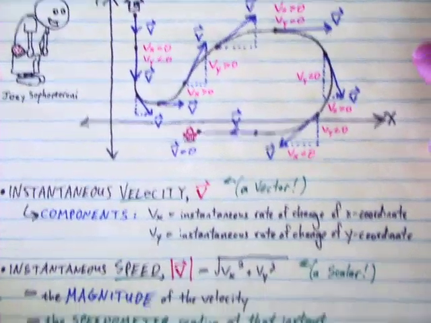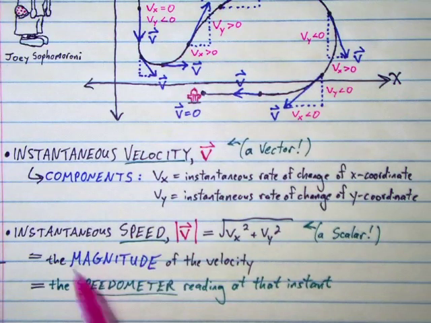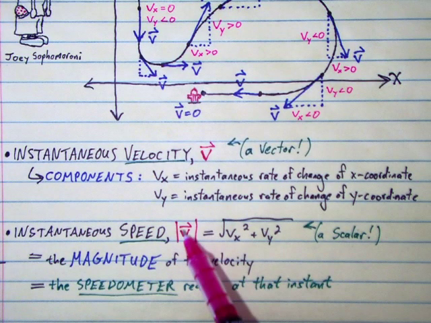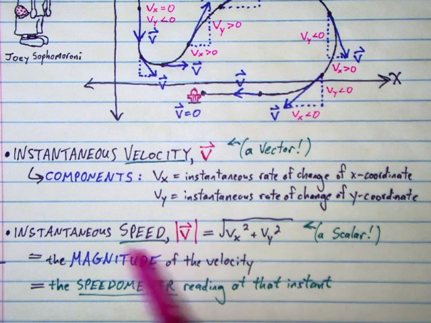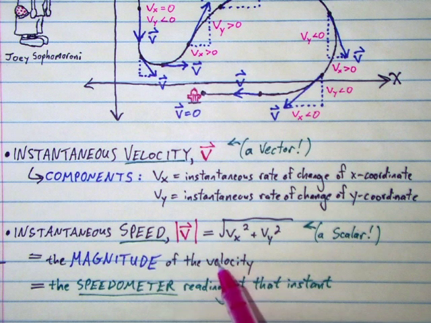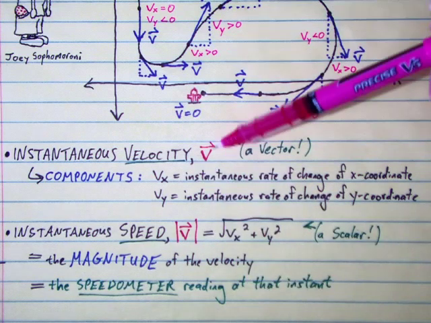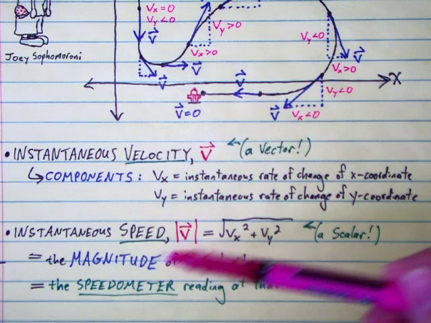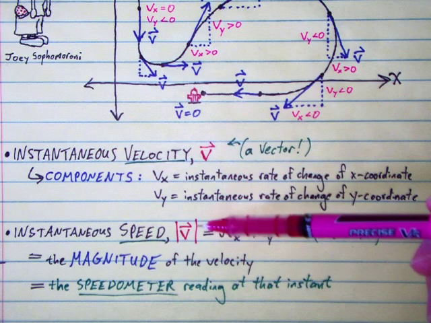So what we mean by speed, instantaneous speed, is exactly the magnitude of this velocity vector, found by using the Pythagorean theorem and adding up the components. So speed is the magnitude of velocity. It's a scalar, velocity is a vector. So the velocity vector has two parts, a magnitude, which is its speed, and its direction. Velocity has a direction, speed does not.